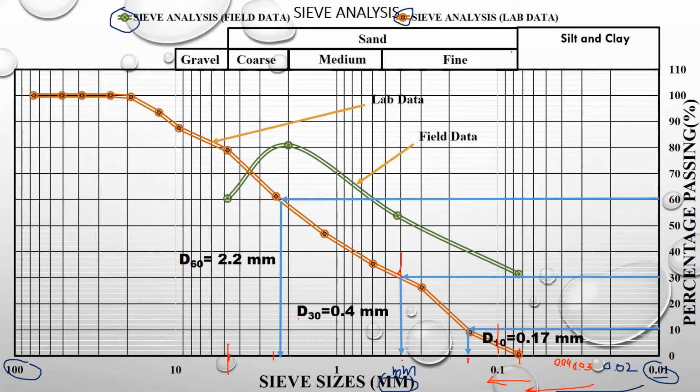Then after that, if this line grows, for example, if I am drawing this one and this line comes like this, what does it mean? According to this red line graph, it means this soil contains gravel, coarse sand, medium sand, fine sand, and it also contains silt and clay, a good amount of silt and clay as well. And if you are going down, the percentage is decreasing.